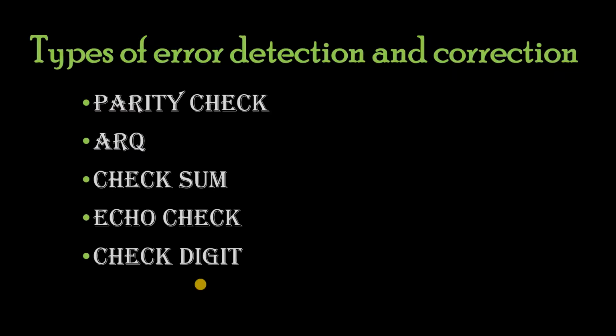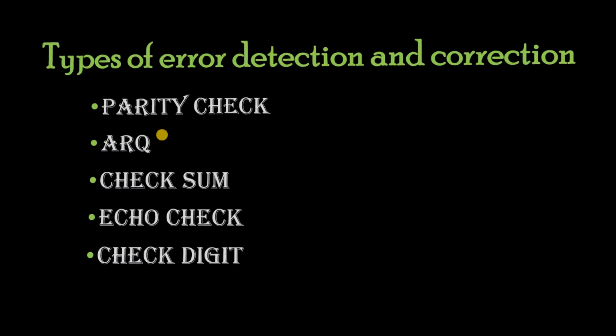So what is happening in these error detection and correction methods? The data will start transmitting from sender to receiver. If the receiver is not receiving the correct data, some kind of signal is sent back to the sender. The sender will transmit the data again. It will retransmit the data. First, we will get into the parity check.